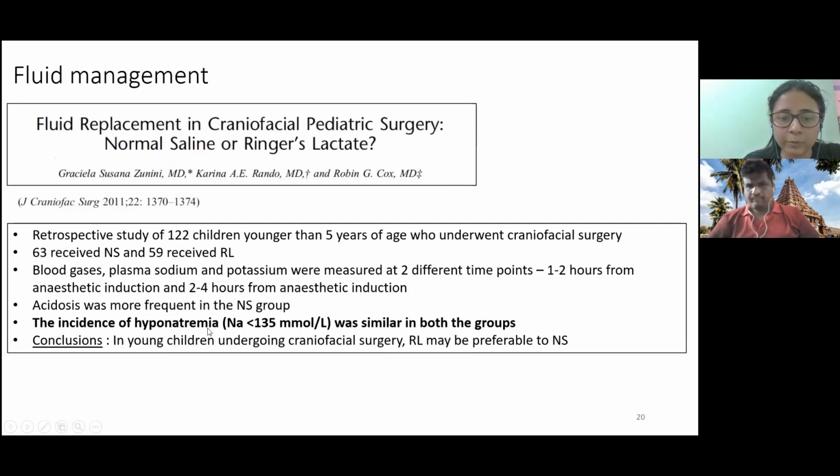The incidence of hyponatremia, that is sodium less than 135 millimoles per liter, was similar in both the groups, whereas acidosis, including severe acidosis, was more frequent in the normal saline group. So the authors concluded that in young children undergoing craniofacial surgery, ringer lactate may be preferable to normal saline.